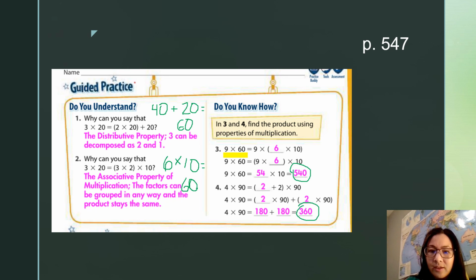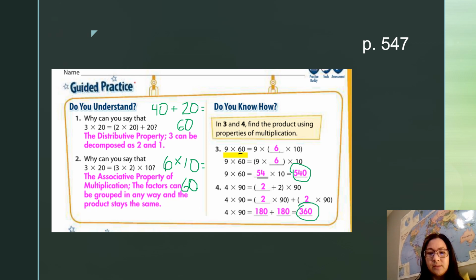So then you had to figure out what times 10 equals 60. So that's why the 6 goes in this blank spot. It's still 9 times 6, but it's just how the parentheses change. And then you do have to figure out 9 times 6 equals 54. That's filled in right here. And then 54 times 10. It's just like 54 times 1 and adding a 0. So that's how they got 540.